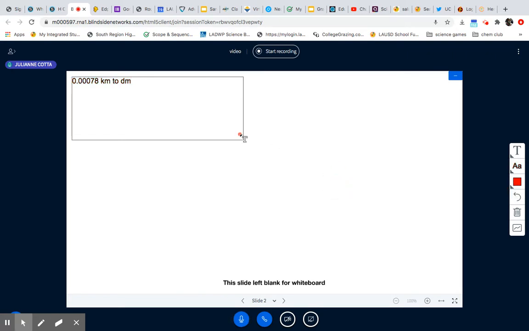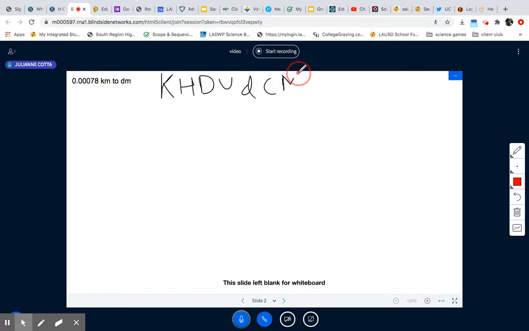So I know it's decimeters, so the first thing I want to do is I want to make sure to write my memory tool. King Henry doesn't usually drink chocolate milk. And I'm going to make that second d lowercase, that U came out ugly, sorry, to show that that is decimeters, that is the smaller unit.